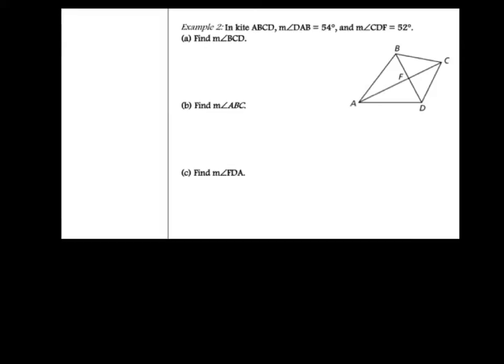All right, so now let's look at another problem. Here they're telling me that we have a kite ABCD and the measure of angle DAB is 54. So I'm going to go ahead and label that first. I know that DAB, so this entire angle right here, is 54 degrees. Then I know that the measure of CDF, so this one right here, is 52 degrees. They're asking us to find the measure of BCD, ABC, and FDA.